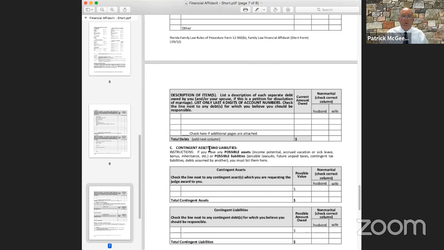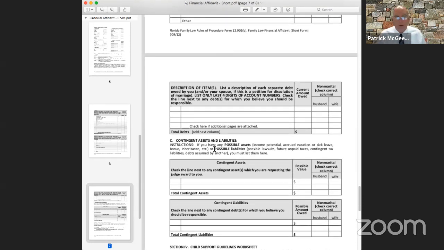to section C, which are contingent assets and liabilities. That's money that may be coming to you. Maybe you loaned a friend some money and he's going to pay you back next month. That's contingent. If you have a lawsuit pending, that's contingent. If you did some work but you haven't been paid yet, or you left a job and you're going to be paid out on sick leave or some type of annual leave, that's a contingent asset. You would put that down here. Also the same for liabilities. The most common contingent liabilities I see are taxes that are owed for past years. So you want to put that on it.